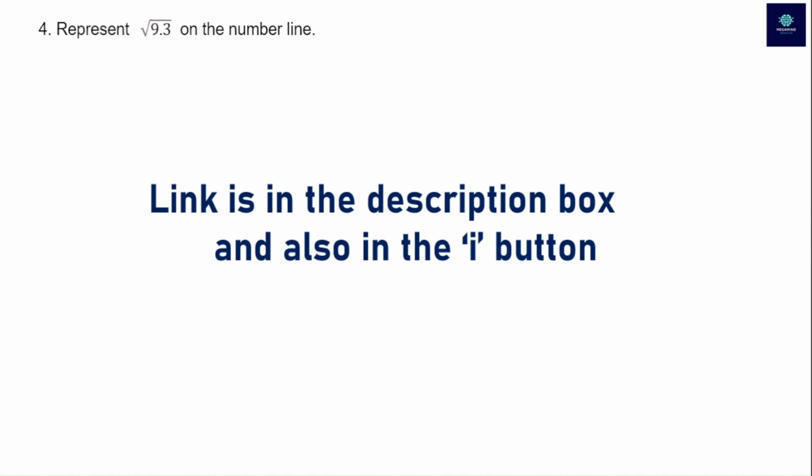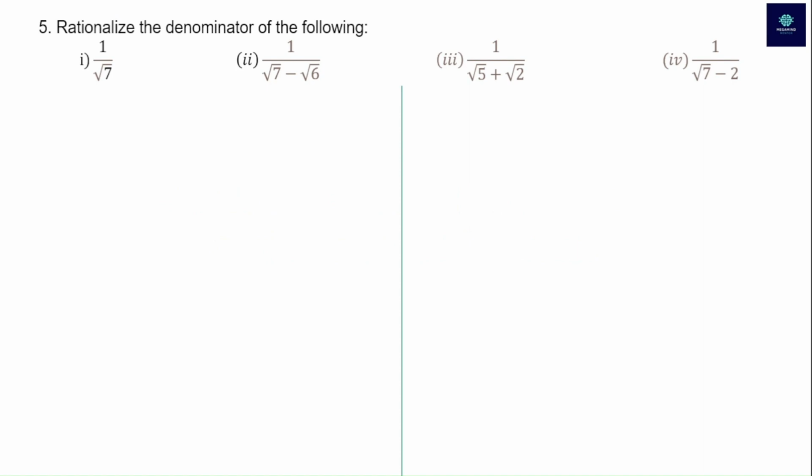The next question's link is in the description box and you will find it in the I button also. Question number 5 says to rationalize the denominator of all of the given numbers here. Now, what do you mean by rationalizing? If you see here, all the denominators are actually irrational numbers. Now we have to convert all of these denominators to a rational number, right? That is why it says to rationalize the denominator. So in place of all these irrational numbers, we are supposed to get the rational numbers. So let us see how it is done.